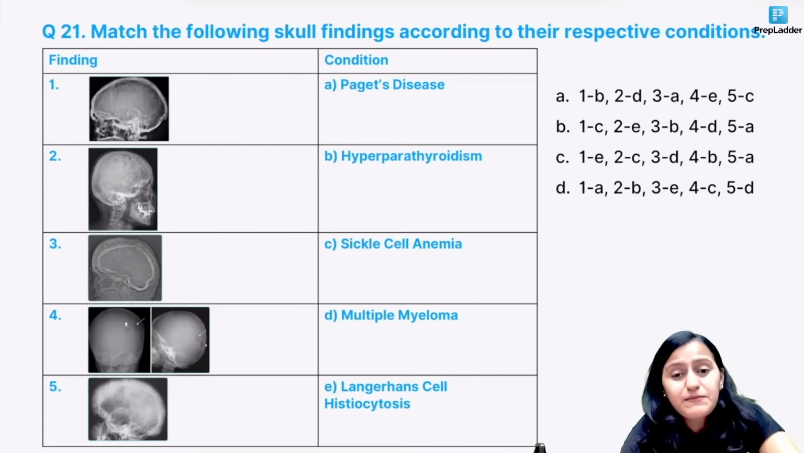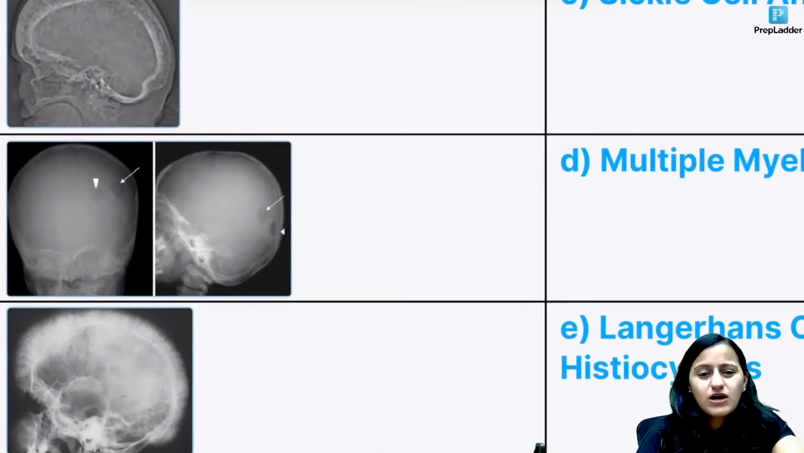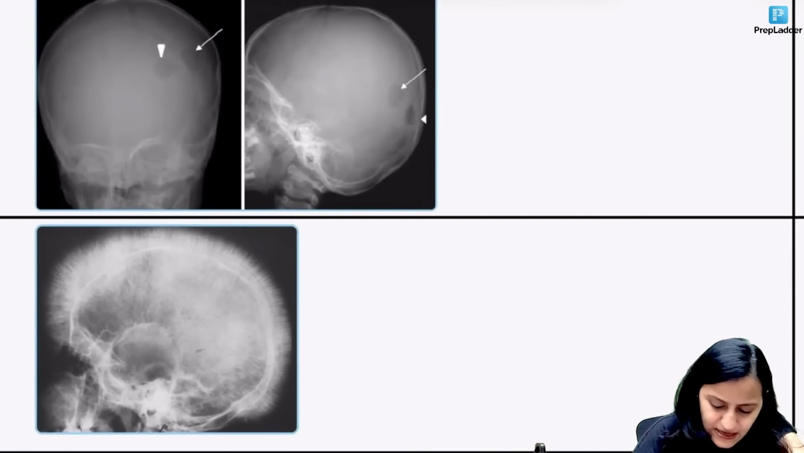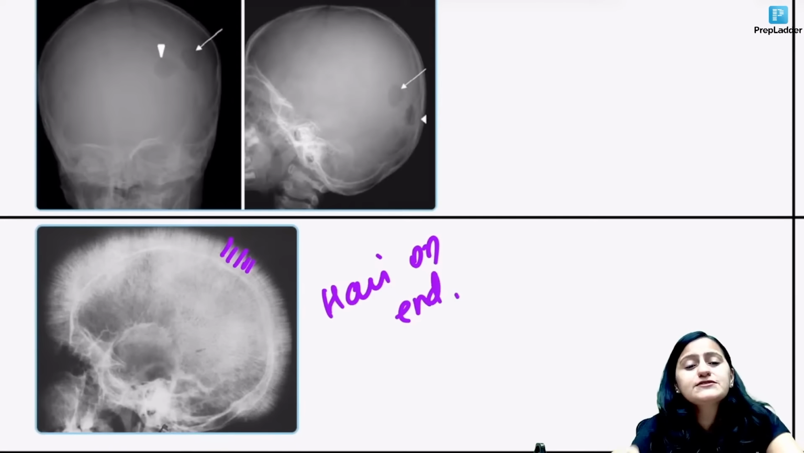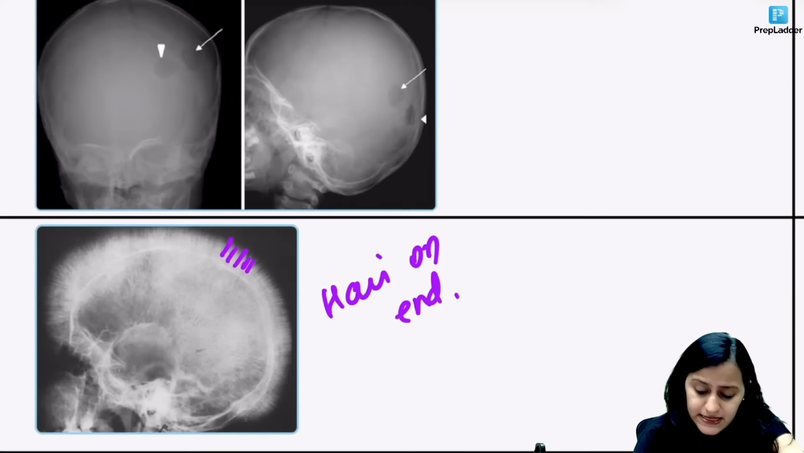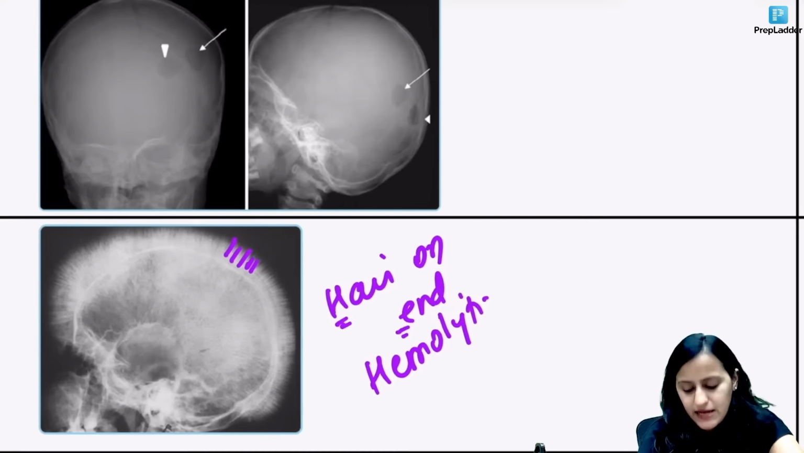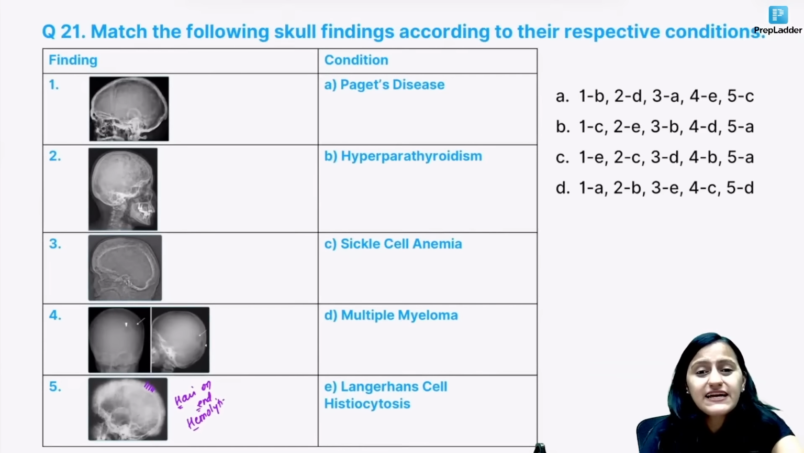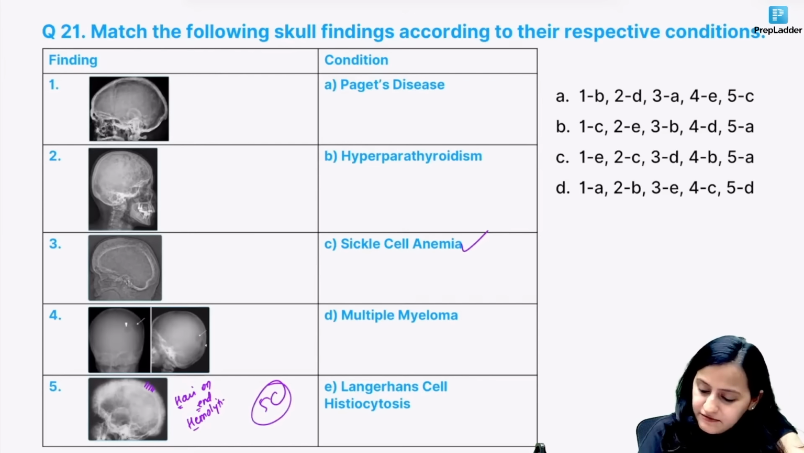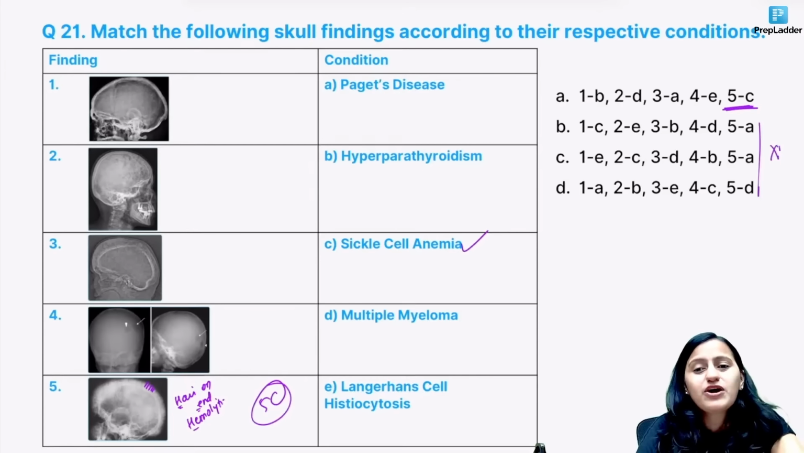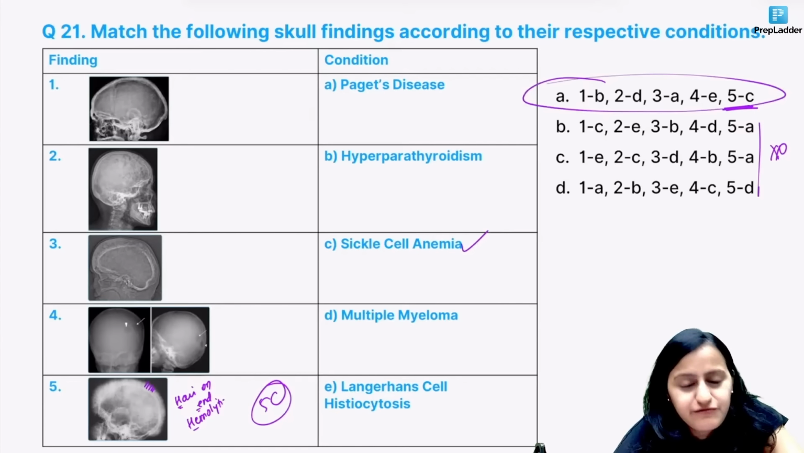Sickle cell, multiple myeloma, whichever skull appearances are given, the easiest one that we read many times, that has come in exams, is this appearance. What is this appearance? Hair on end appearance or crooked appearance, which is seen in hemolytic anemia. Remember HE, hair on end is HE, hemolytic anemia, like sickle cell anemia. So 5 is C. Okay, 5 is C, is only in this option, not in these options. So my answer becomes A, right? Don't waste a lot of time in match the following questions.